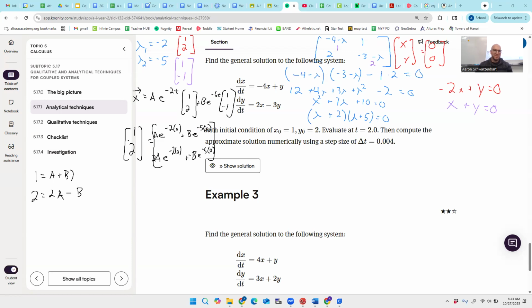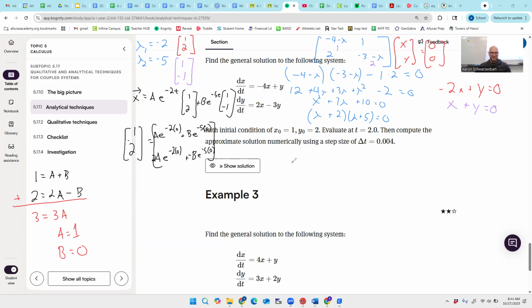Can I solve this system? And what's the easiest way? The easiest way to solve this system: add them together, the b's cancel, don't they? 3 equals 3a. So a equals 3. That means b equals 0. Oh, yeah, a equals 1, sorry. 3a equals 3, so a equals 1.